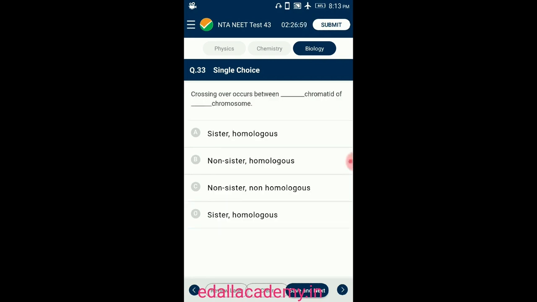Question number 33. Crossing over occurs between dash chromatids of dash chromosome. Crossing over is the exchange of chromosomal segments between non-sister chromatids of homologous chromosomes. It occurs during pachytene of prophase 1 of meiosis and it results in the recombination of genes, producing genetic variation. It is carried out by the enzyme recombinase. So the answer for this question is option B. Crossing over occurs between non-sister chromatids of homologous chromosomes.